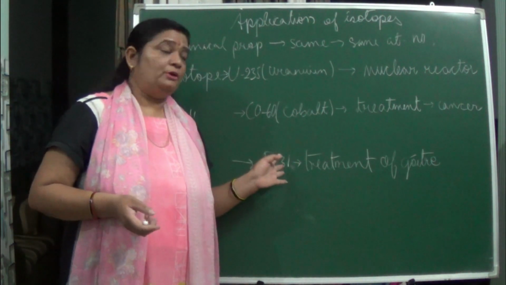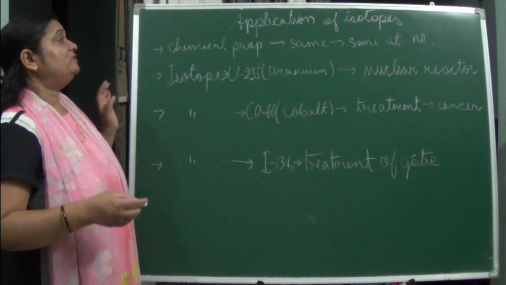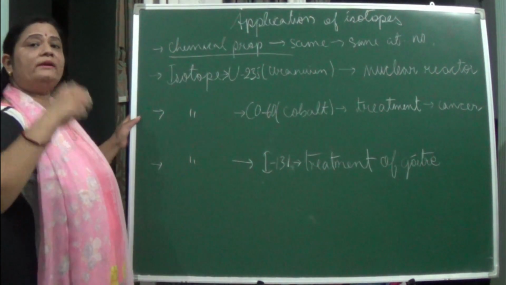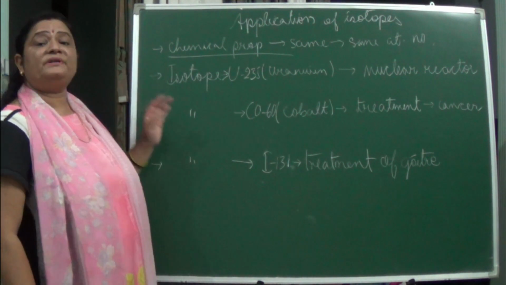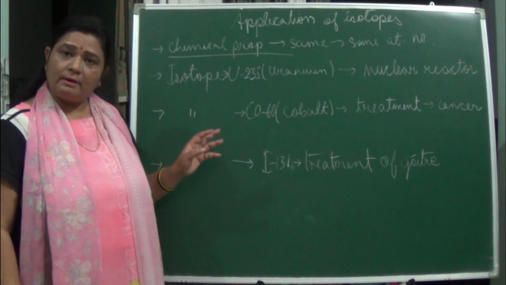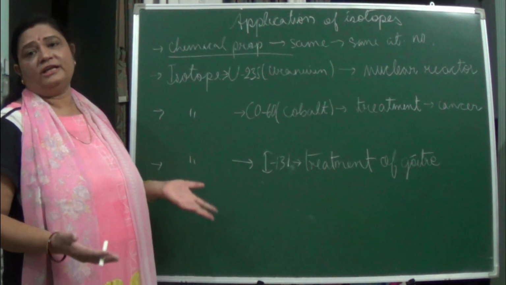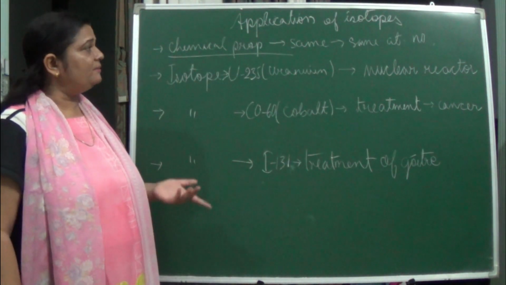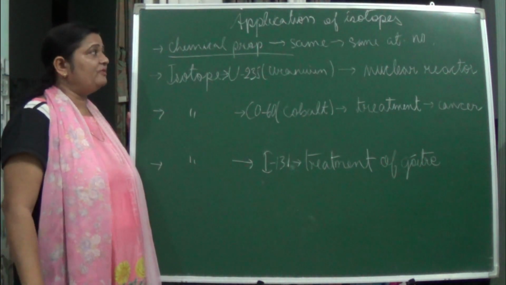Okay, so now let us move on to the applications of isotopes. Actually isotopes have similar chemical properties. What determines the chemical property of any element? The chemical properties are determined by the atomic number, and as the atomic number is the same in the case of isotopes, the chemical properties remain the same.